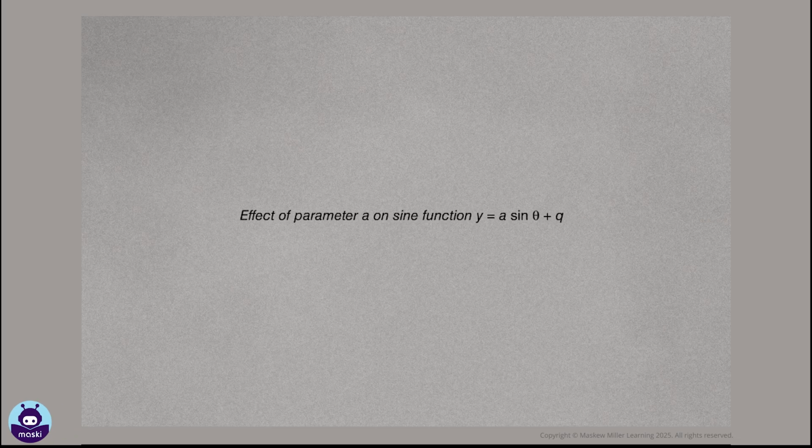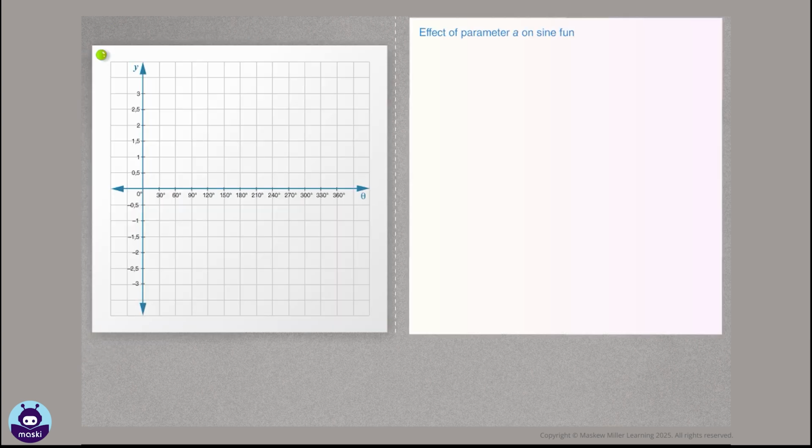Effective parameter a on the sine function y equals a sine theta plus q. Let us investigate the effect of a on the sine function. Consider the sine function y equals a sine theta plus q, where a is equal to 1 and q is equal to 0. It becomes the sine function y equals sine theta, which we saw earlier. The graph of the sine function can be drawn.